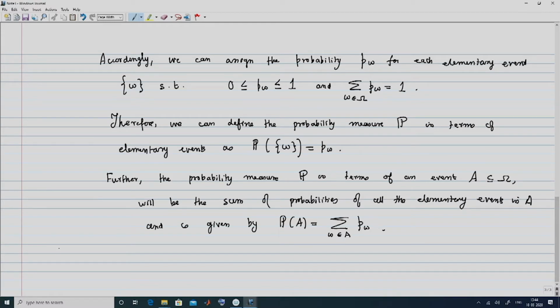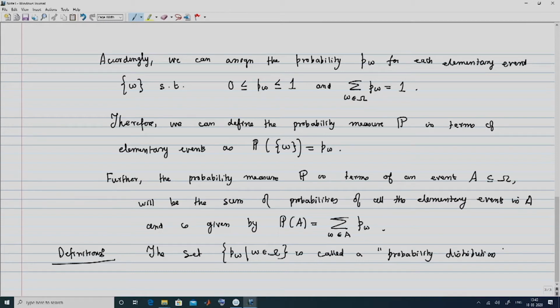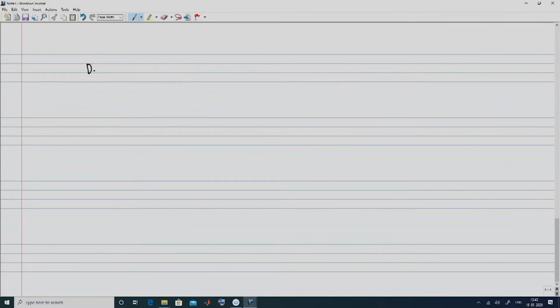So, this brings me naturally to 2 more definitions. The first one: now that I have defined all these probabilities for each elementary event, this particular set P subscript omega for all omega belonging to Omega is called a probability distribution. Please do not confuse this with the distribution function that we will discuss in the later part of this lecture.